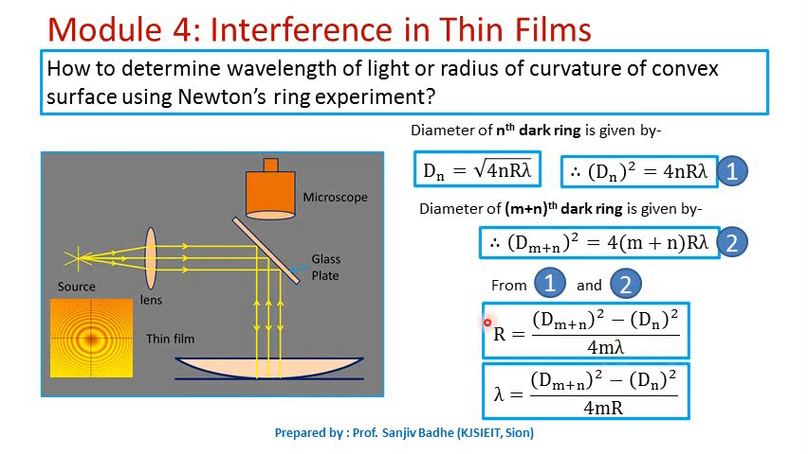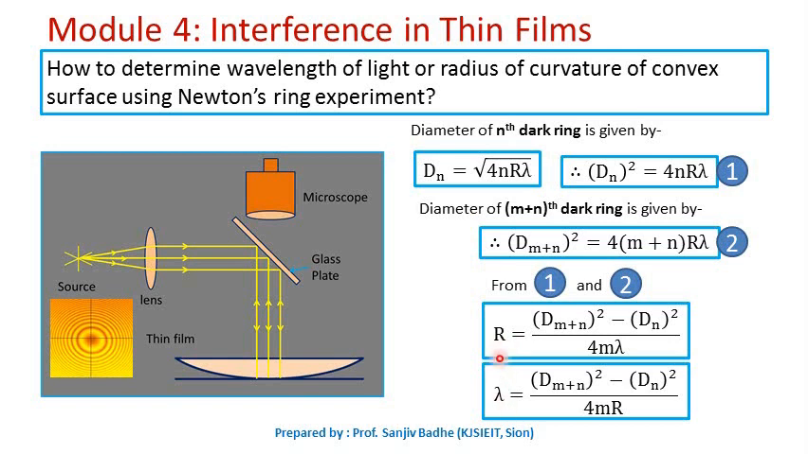Or if you take lambda on this side and r on the other side, we can calculate wavelength of light lambda to be equal to dm plus n square minus dn square upon 4 mr. So this is how we can calculate wavelength of light using the Newton's ring experiment, and radius of curvature also using the Newton's ring experiment.